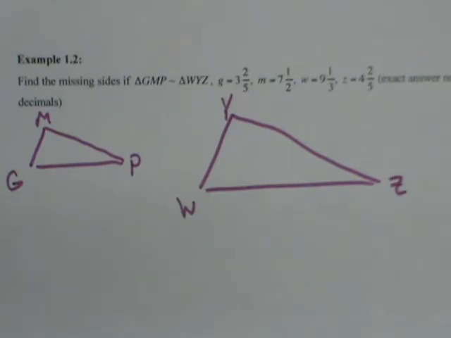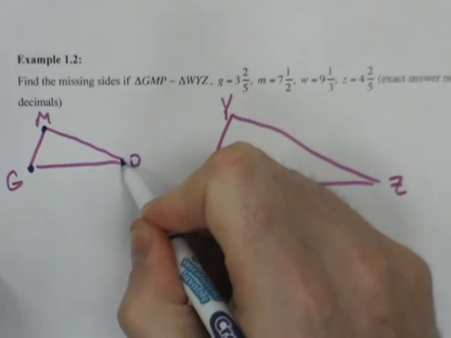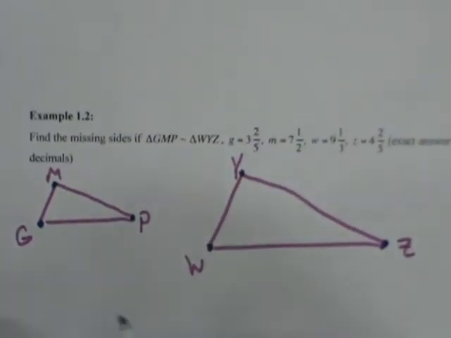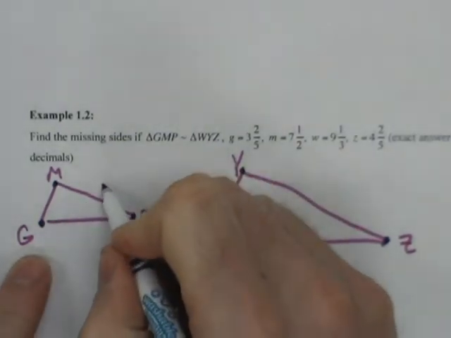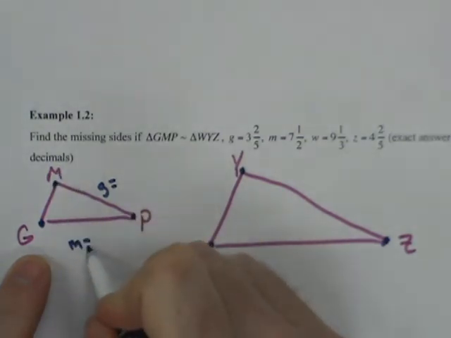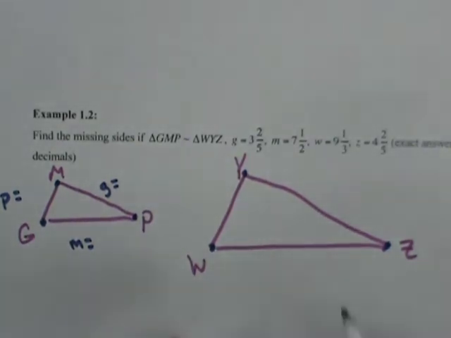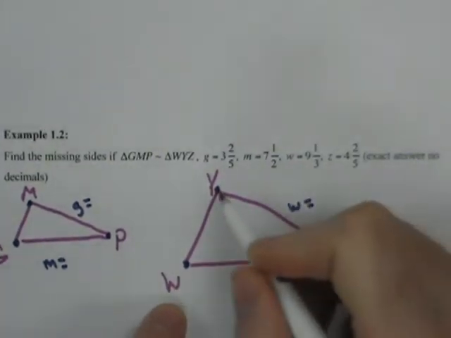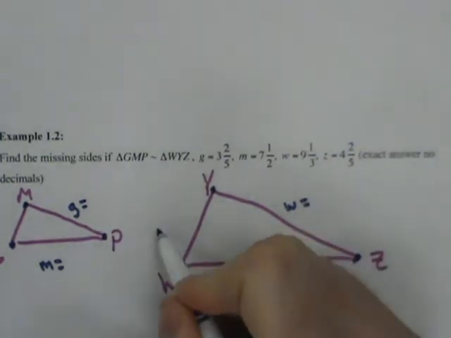Again, how do you label sides to a triangle? We're going to use that little idea again. In other words, if this is vertex G, it would open up to little g. M would open up to little m. P would open up to little p. For the second triangle, W opens up to little w. Y opens up to little y. And Z opens up to little z.